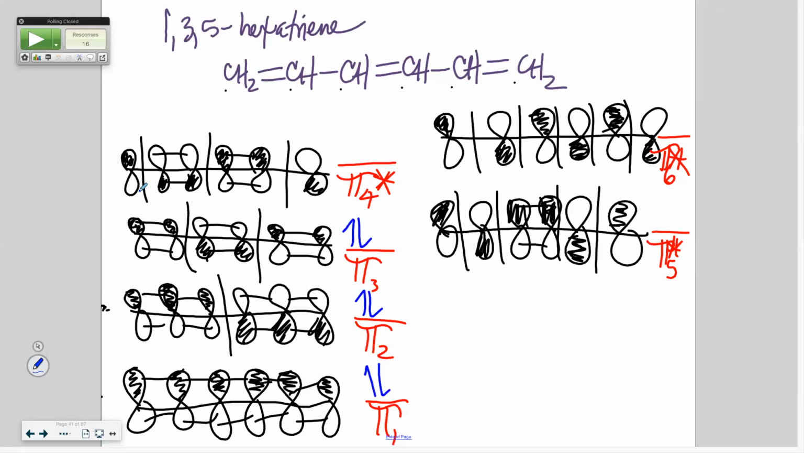Okay, so which one are you going to label LUMO and which one are you going to label HOMO? And who's LUMO? Pi 4 star. Look at that. You little MO theory people, you're getting it. Just be very systematic and you'll be fine.